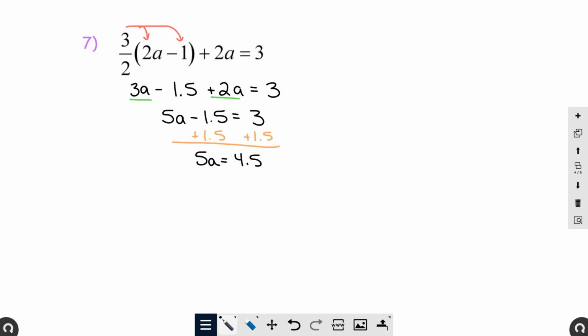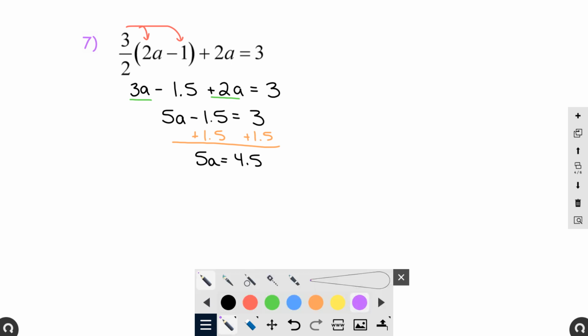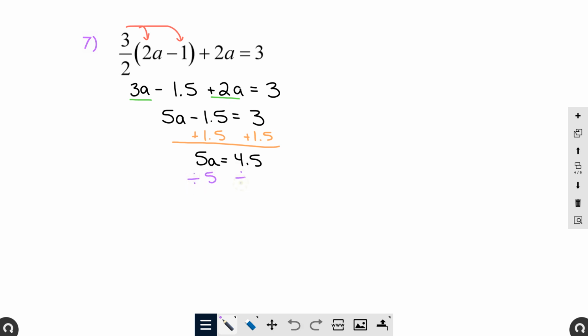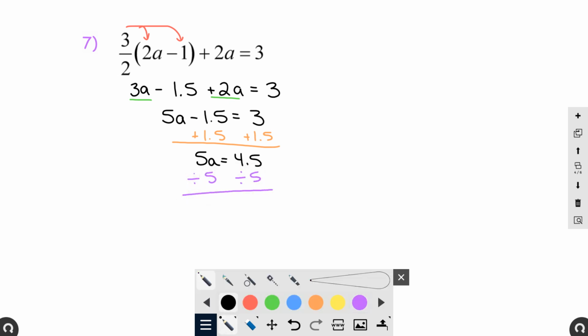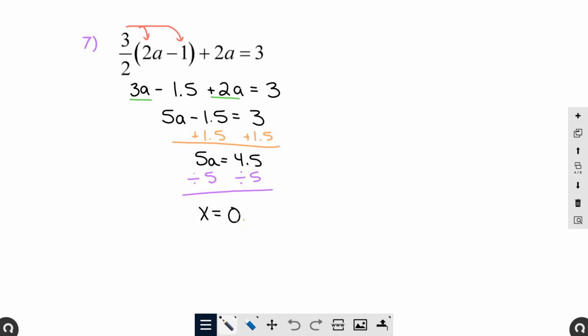And the last thing that we need to do is what? Divide by 5. 0.9 or 9/10. Either way you want to say it is fine with me.